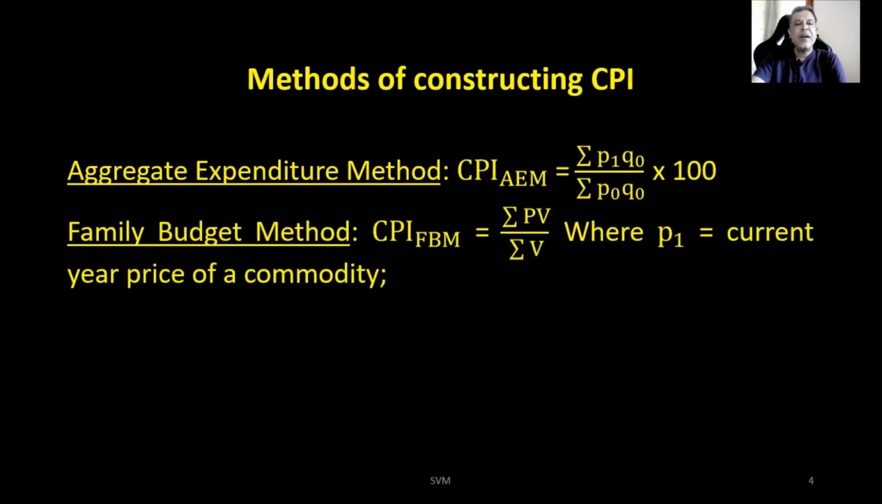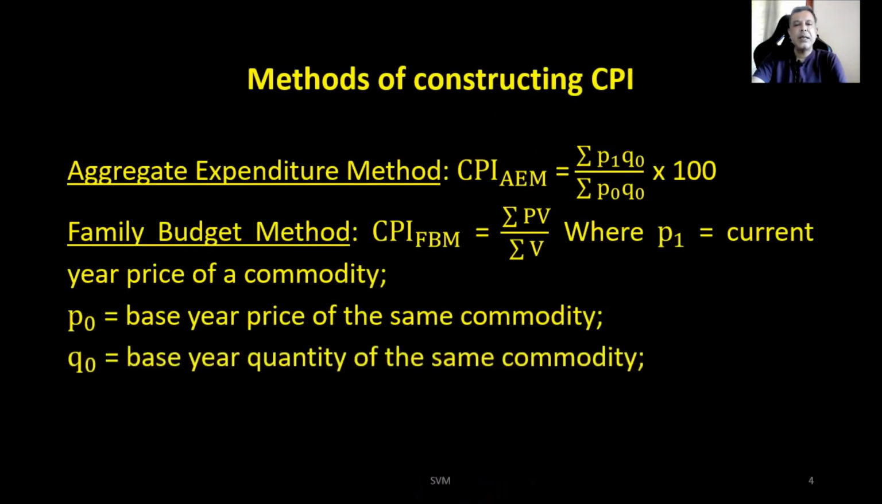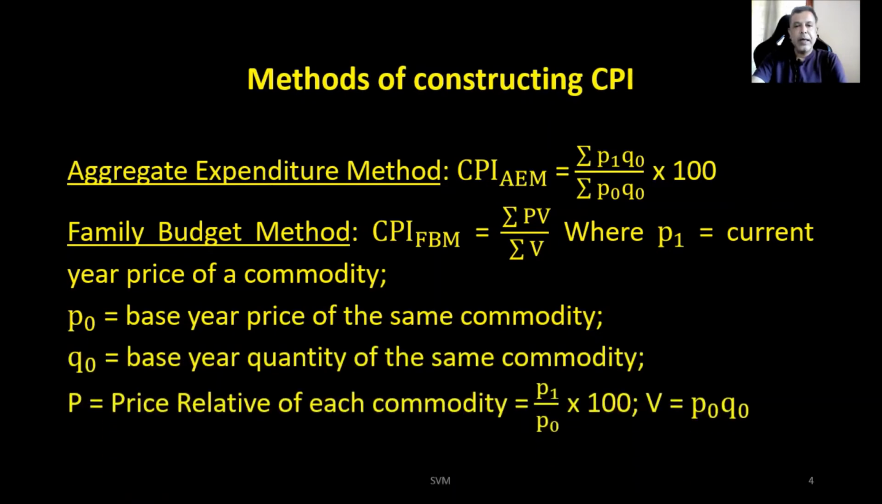The next one is the family budget method. In this, we calculate it as summation of capital P into V divided by summation of V, where P1 is the current year price of a commodity, P0 is the base year price of the same commodity, and Q0 is the base year quantity of the same commodity. Capital P is basically the price relative of each commodity, which is calculated individually for each commodity as current price divided by base year's price multiplied by 100. And capital V is nothing but P0 into Q0.